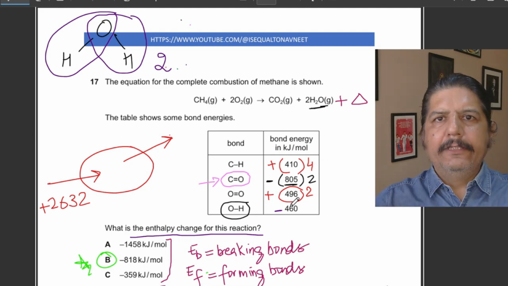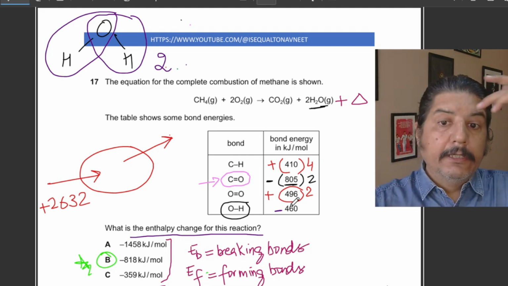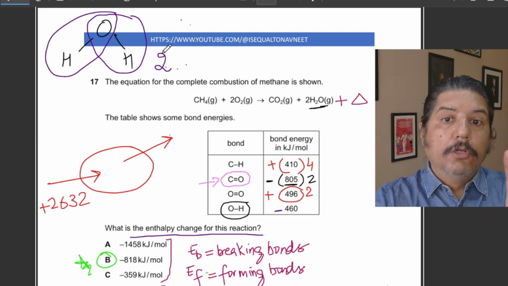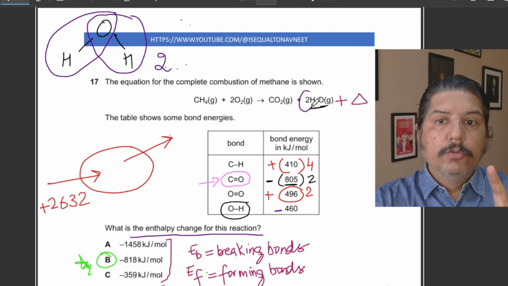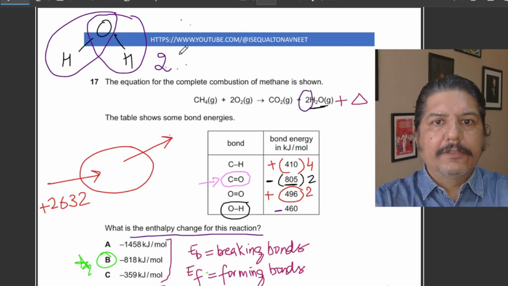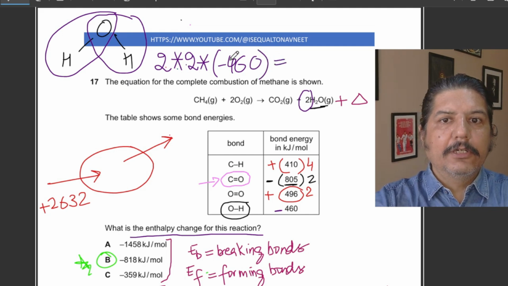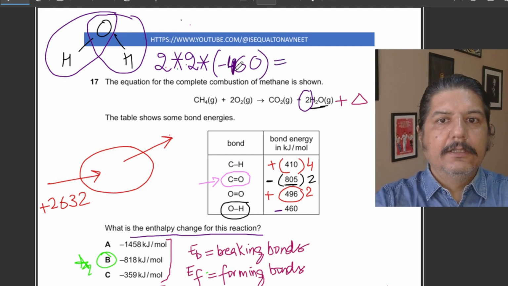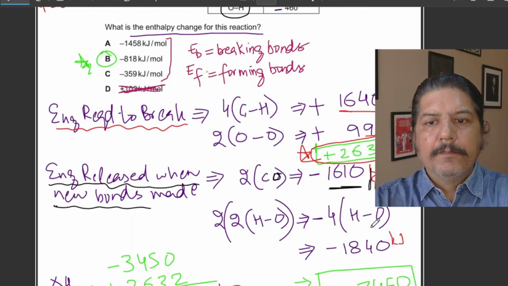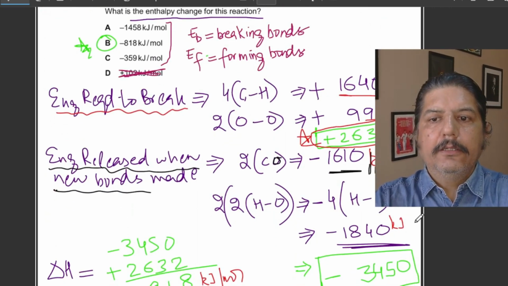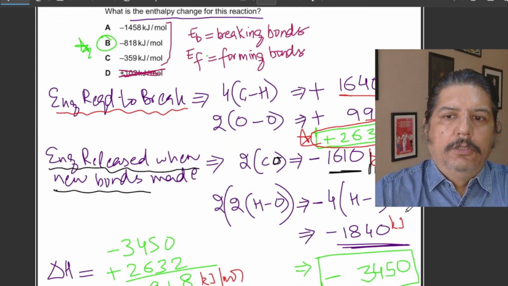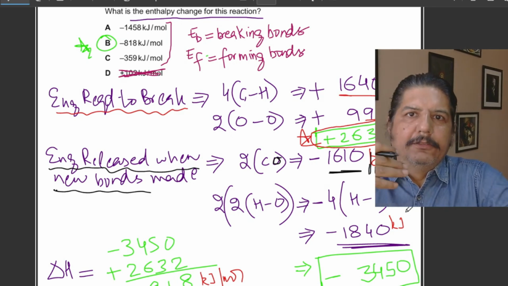When energy is released, a negative sign is used. But then there are two moles of H2O, so this has to be multiplied by 2. And the whole has to be multiplied by minus 460. So this answer would tell us that minus 1840 kilojoule of energy would be released.